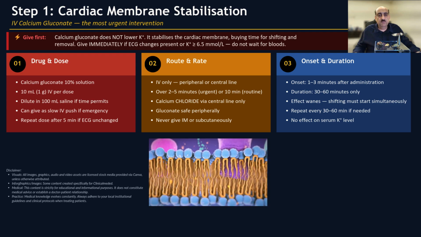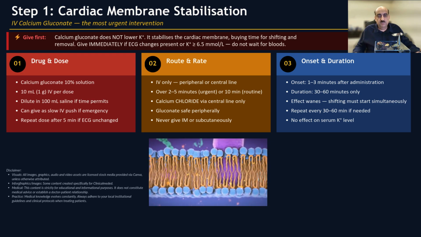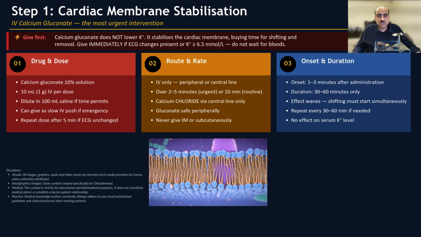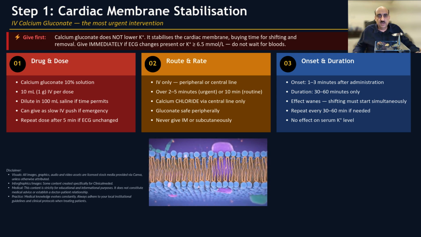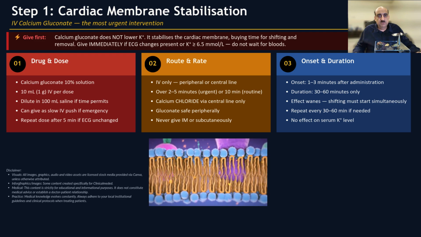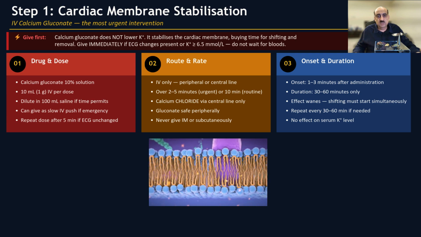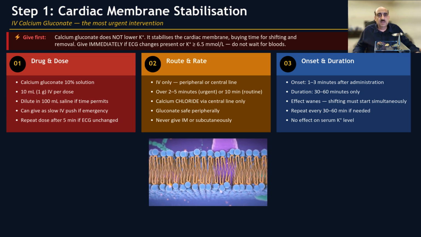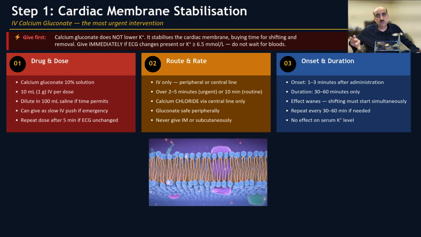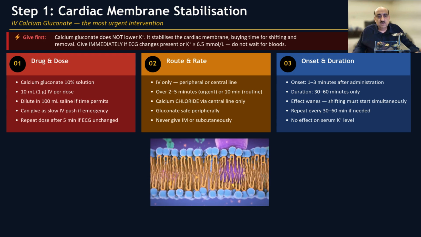Step 1 of management, cardiac membrane stabilization. Intravenous calcium gluconate or calcium chloride, we will come to that. The most urgent intervention to protect the cardiac membrane and the patient's life. Remember, both of them do not lower the serum or plasma potassium. They just stabilize the cardiac membrane while you're trying to shift the potassium intracellularly, and then eventually clear it from the body. So it's only a temporary measure to stabilize, and it just lasts for an hour or so.